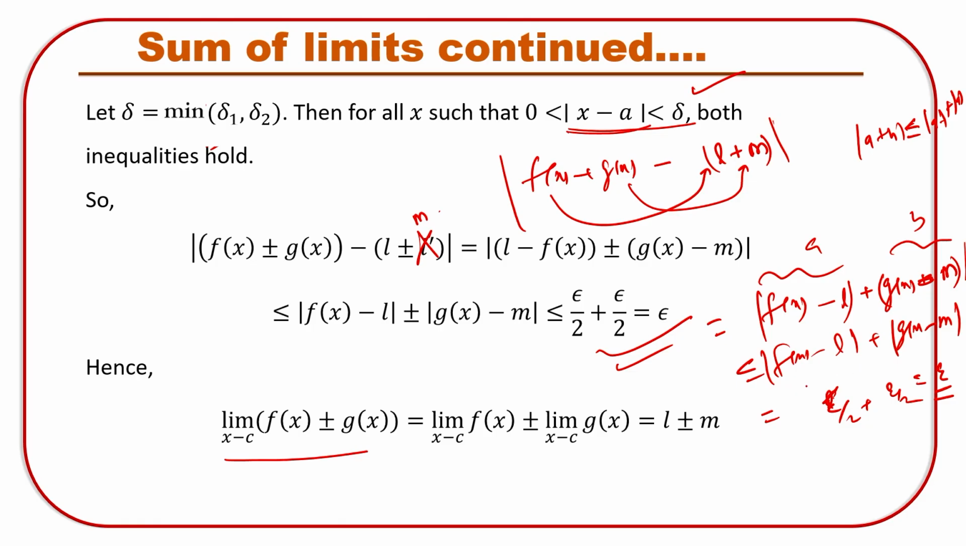And for the negative case it has the same value. So f(x) minus L plus g(x) minus M becomes minus of this, whose modulus is less than epsilon by 2 plus epsilon by 2 equal to epsilon. So this is the easiest one.